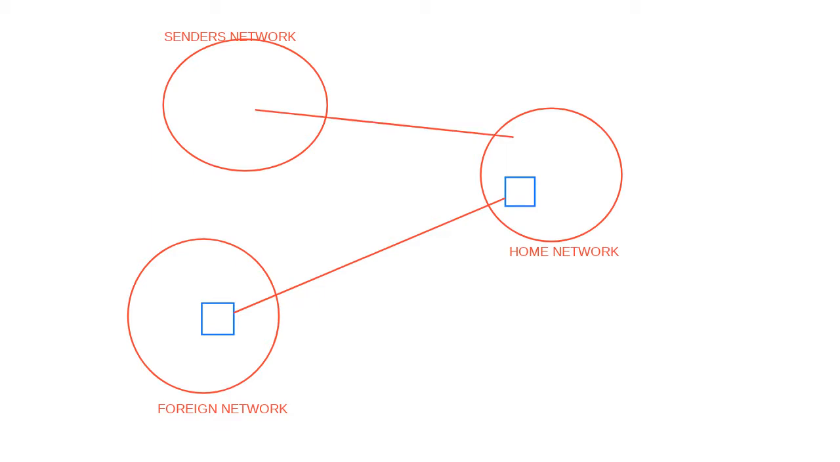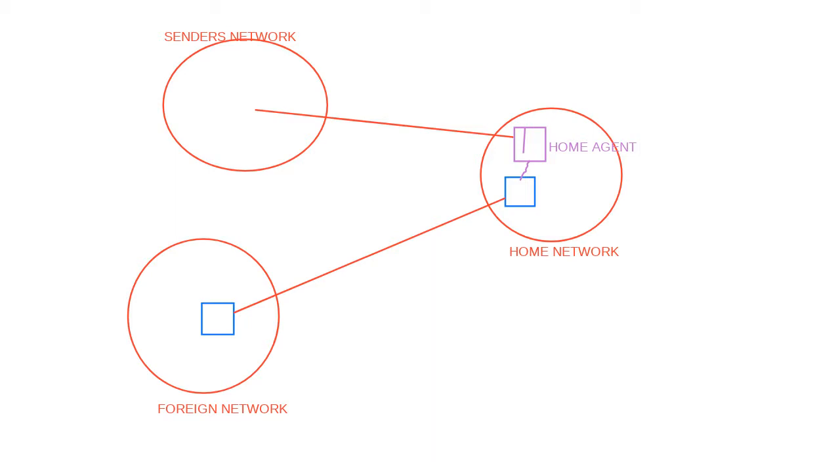Now let me draw the home agent over here. Suppose this is the home agent. Let's name it home agent. Everything that is coming to this host is coming through the home agent. When it was in the home network, the home agent, which is a router basically, simply sent it to this host.